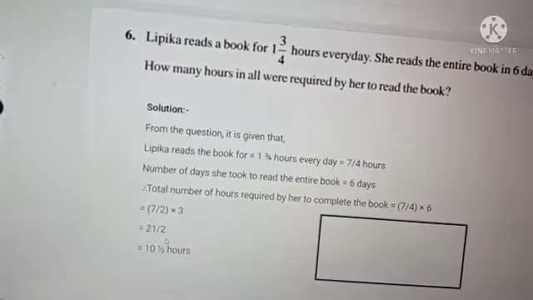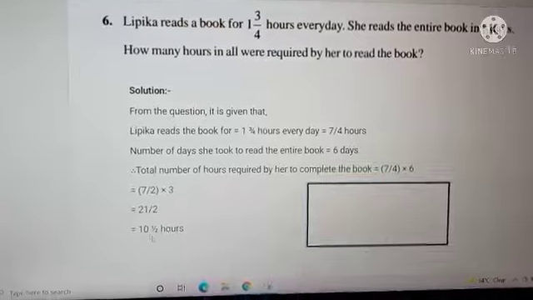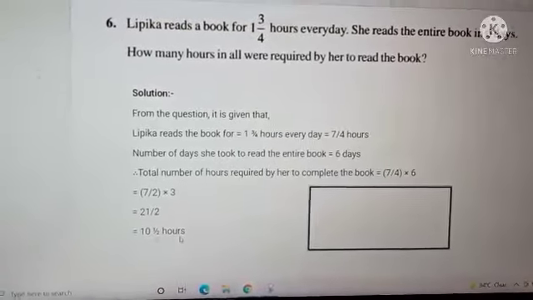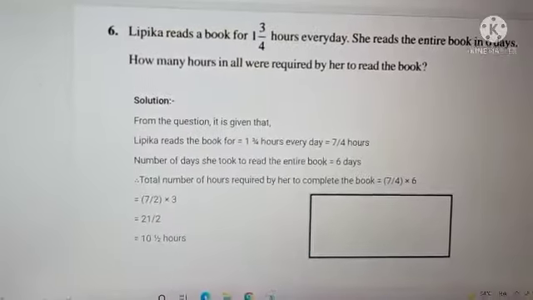21 by 2. And if we are converting it into mixed fraction, it will become 10 and 1 by 2 hours. 10 into 2, 20. 20 plus 1, 21. 21 by 2 hours.